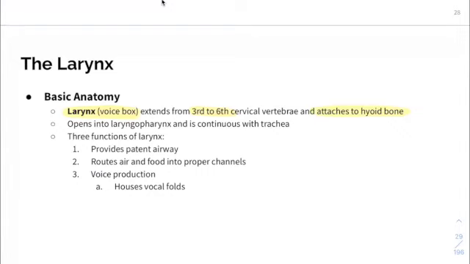So that larynx, of course, is going to provide that airway. It's a route for air and food. That's what produces your voice. So it has your vocal cords in there.